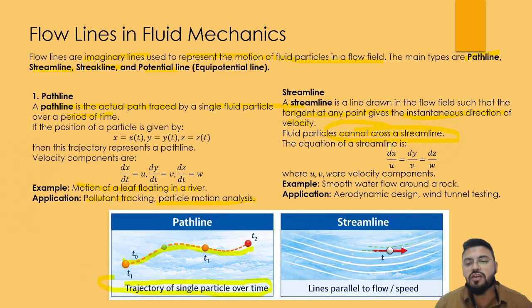The equation of the streamline is dx by u is equal to dy by v is equal to dz by w, where u, v and w are velocity components. Example, smooth water flow around a rock. Its applications are aerodynamic design and wind tunnel testing. So lines parallel to the flow show the direction of the flow. As you can see, this is a particle, these are streamlines.